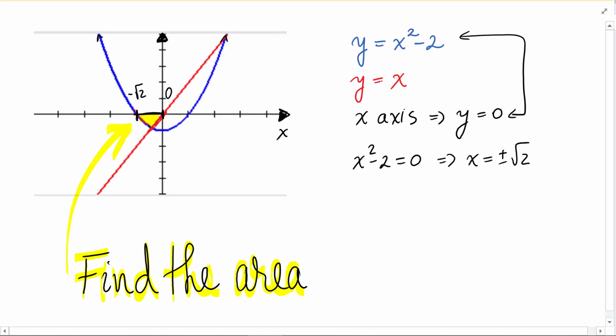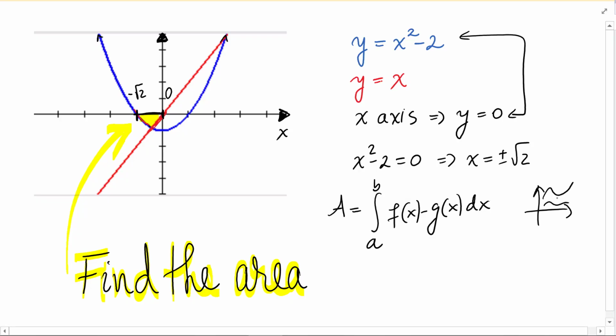And now we learned that if we want to find the area between two functions, we would say area is the integral from a to b of f of x minus g of x dx, where f of x is the larger function, or the one on top. Basically, if I make a quick sketch, this is f and this is g, then this would be that distance that I'm calculating, and dx.